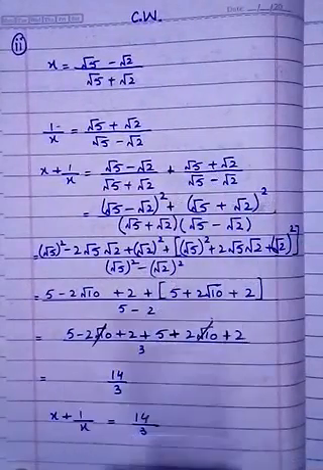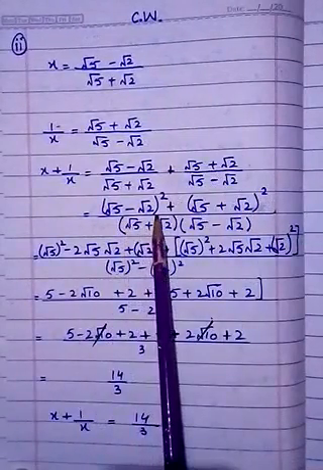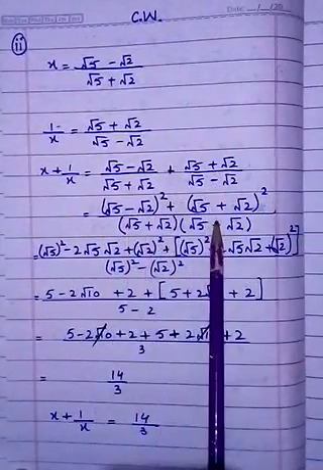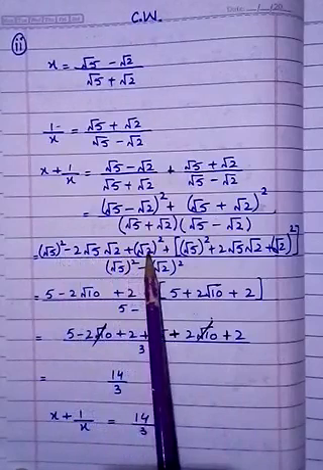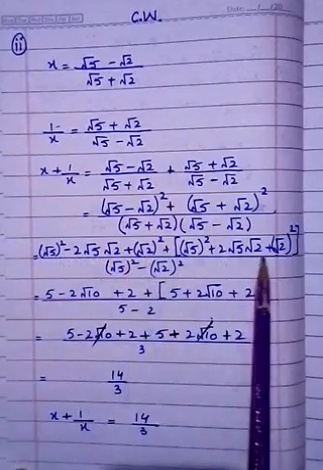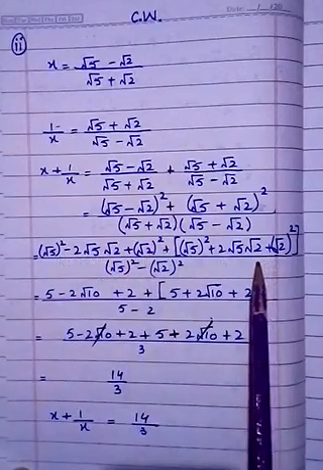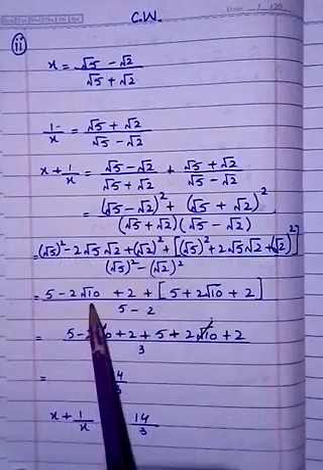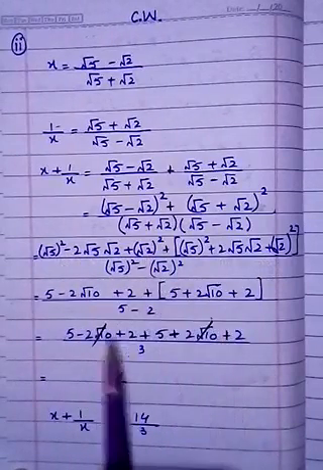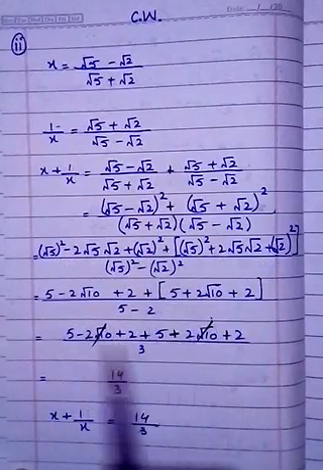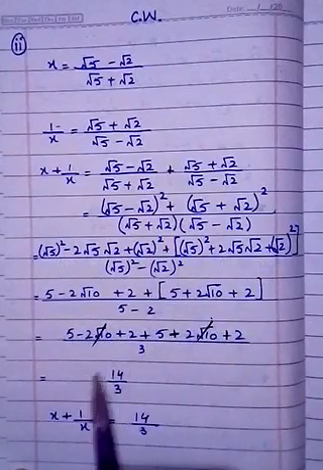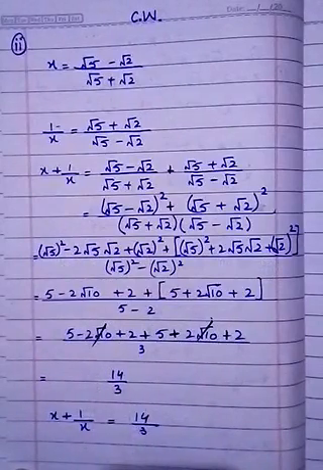Now you have to apply the formula of whole square here. A minus b whole square, then a plus b whole square. So a square minus 2ab plus b whole square. Now you have to apply the same formula here but in the form of plus. Now after simplification you get this term. Now minus 2 under root 10 cancels with plus 2 under root 10. Now add the remaining terms. It becomes 14 by 3. Now it means x plus 1 by x equals 14 by 3.